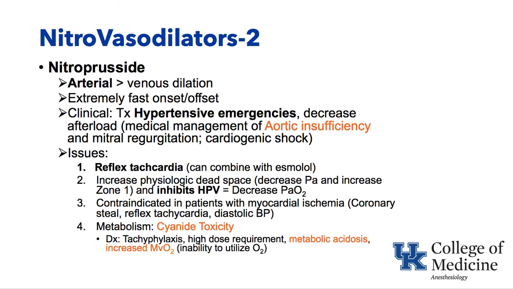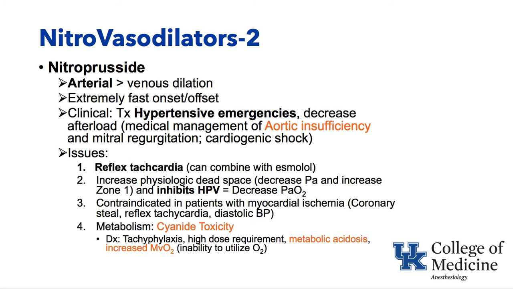Nitro Vasodilators-2, let's focus on nitroprusside now. Remember that nitroglycerin was mainly a venodilator. Nitroprusside is mainly an arterial dilator. It has an extremely fast onset and offset, and therefore is very useful in hypertensive emergencies. A patient has a blood pressure of 250 over 150 and is having CNS changes, cerebral edema, for example.